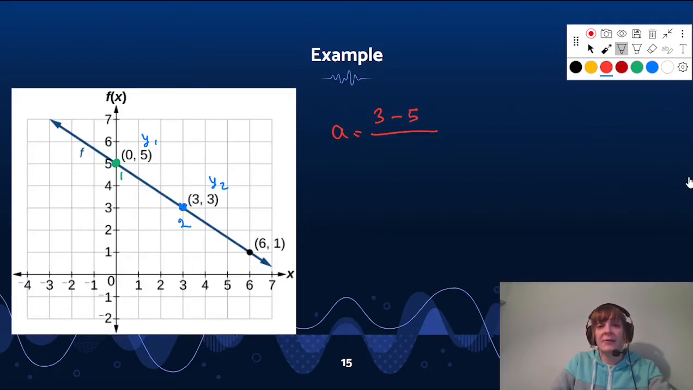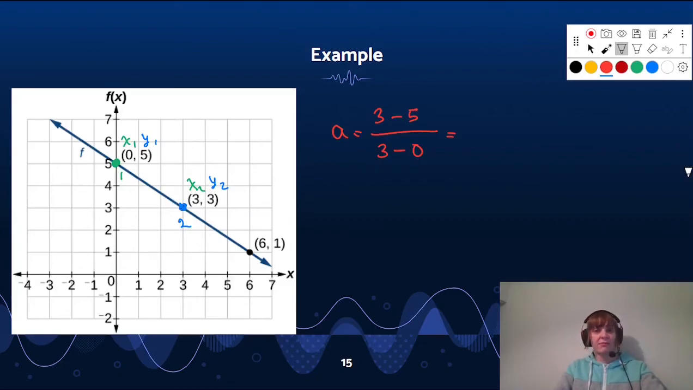And then I'm going to take a look at my x's. So this is my x2, and this is my x1. Now the bottom is going to be similar. I'm going to be taking my x2, which is 3, and I'm subtracting my x1 from that, which is 0 in this case. So now I have this weird kind of fraction looking thing.